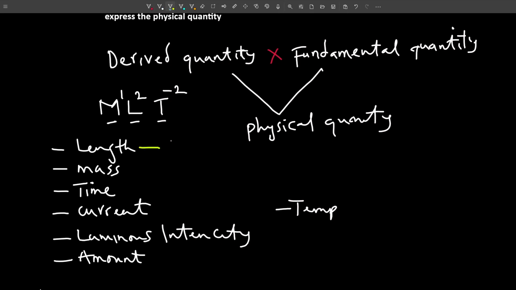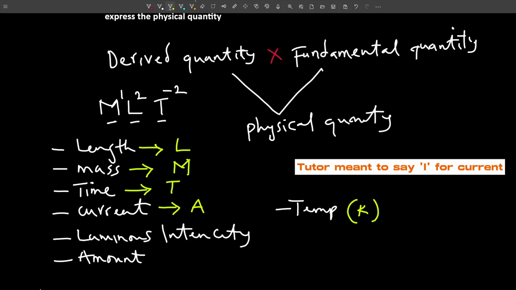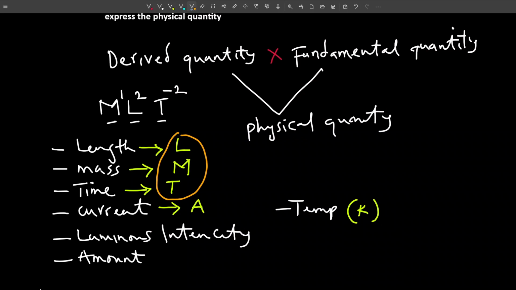Dimension for length is L. Dimension for mass is capital letter M. Dimension for time is T. Don't get me wrong, the other ones also have dimensions. For temperature, usually they use K, sometimes theta. For current, they use A. But for the purpose of this video, we're only going to look at the dimension of length, mass, and time and see how we can use them to relate to other derived quantities.